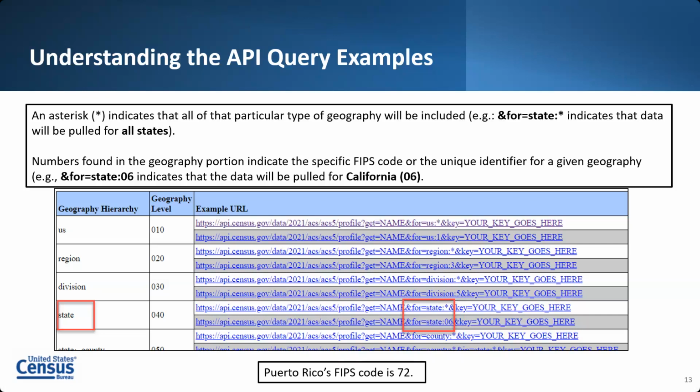Now, rather than the asterisk, we also have numbers that are found on the geography portion. And these, for states at least, are going to indicate specific state FIPS codes, or a unique identifier for a given geography. And again, to look at this example here, we can see this &for=state:06 is going to indicate that data will be pulled just for California, which has a FIPS code of 06. For the examples coming up, we'll see that Puerto Rico has a state FIPS code of 72, and I'll show you how we found that out when we get over to our live demonstration.